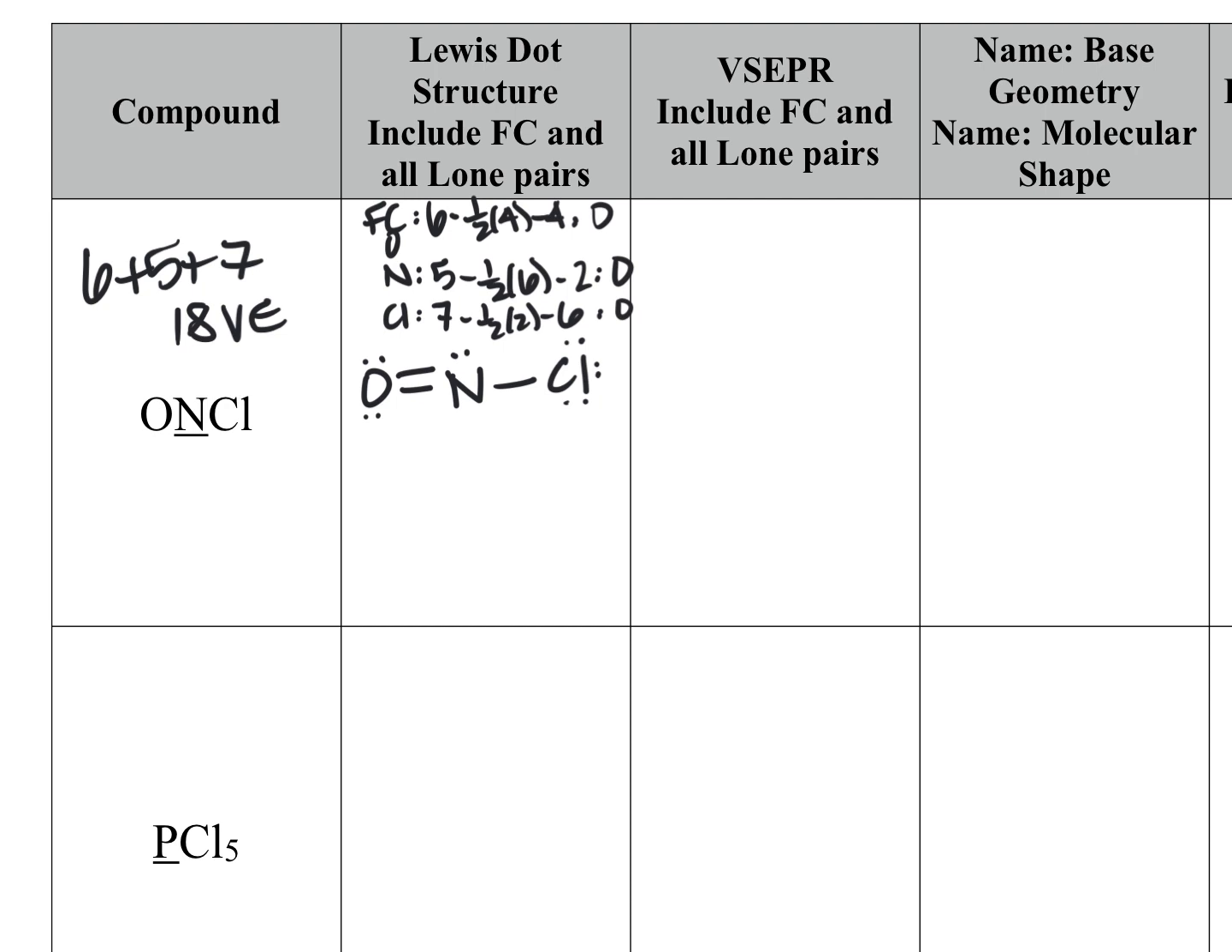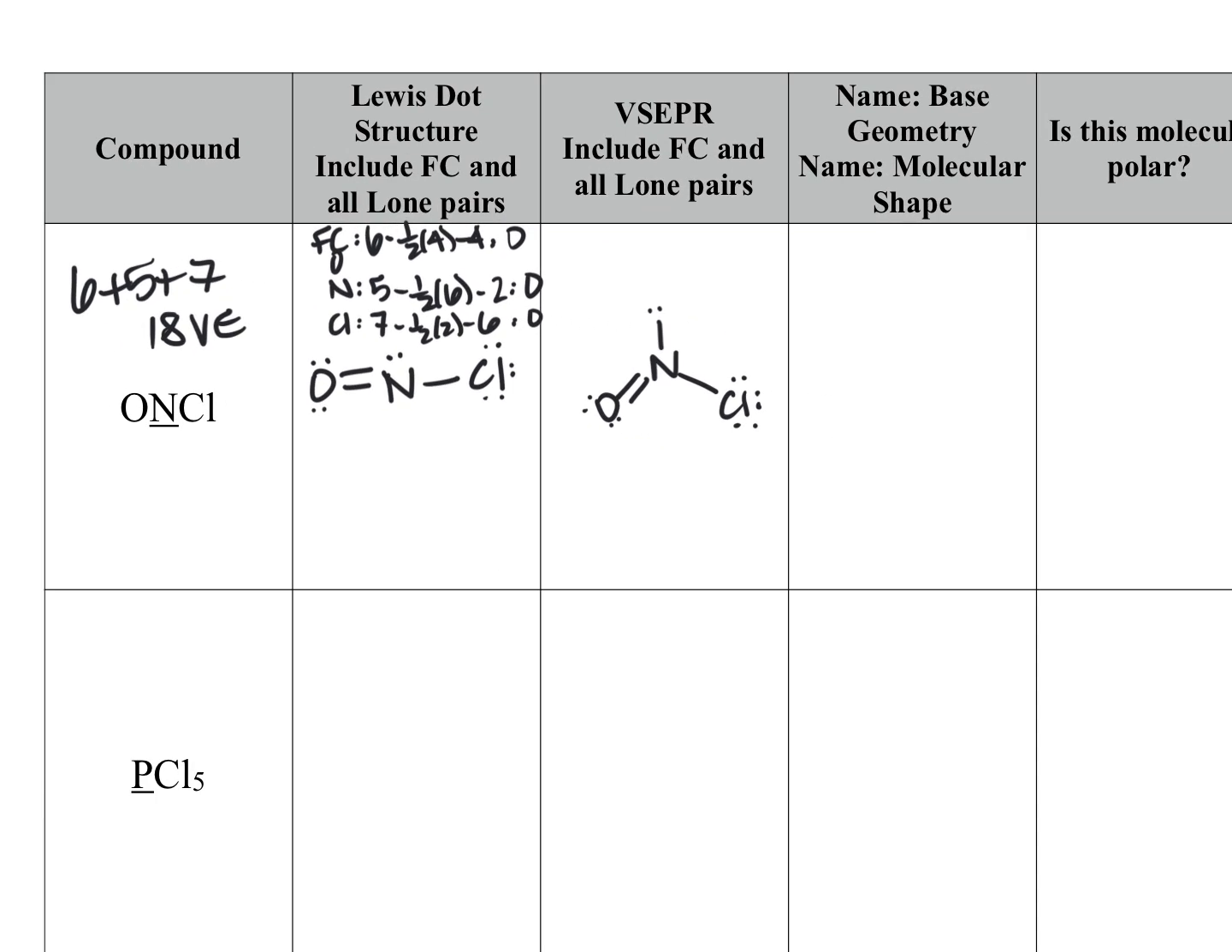So these are all, in fact, 0. From here, we can go in and see what our VSEPR structure is. Nitrogen has a steric number of 3. So it looks like this. We now have this structure, no formal charges. So we have a base just like the last one of trigonal planar, and the shape is going to be bent.